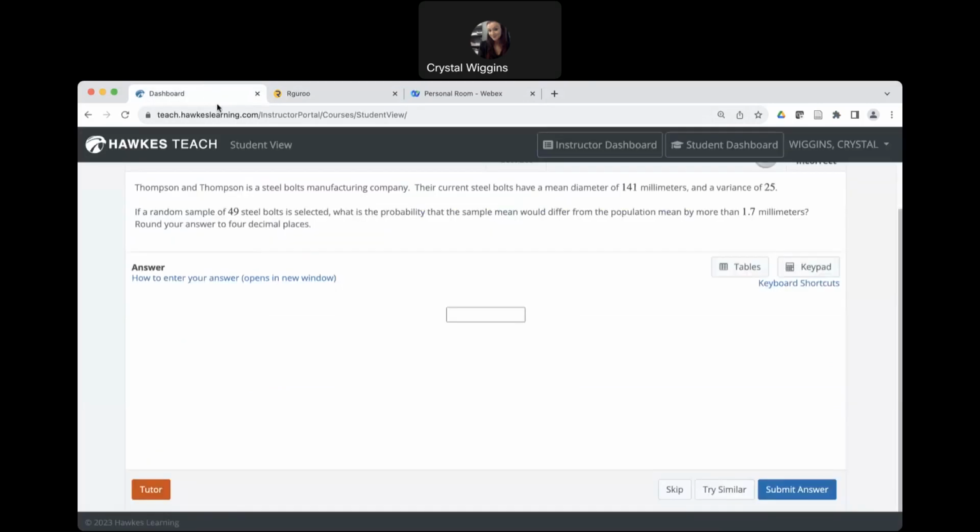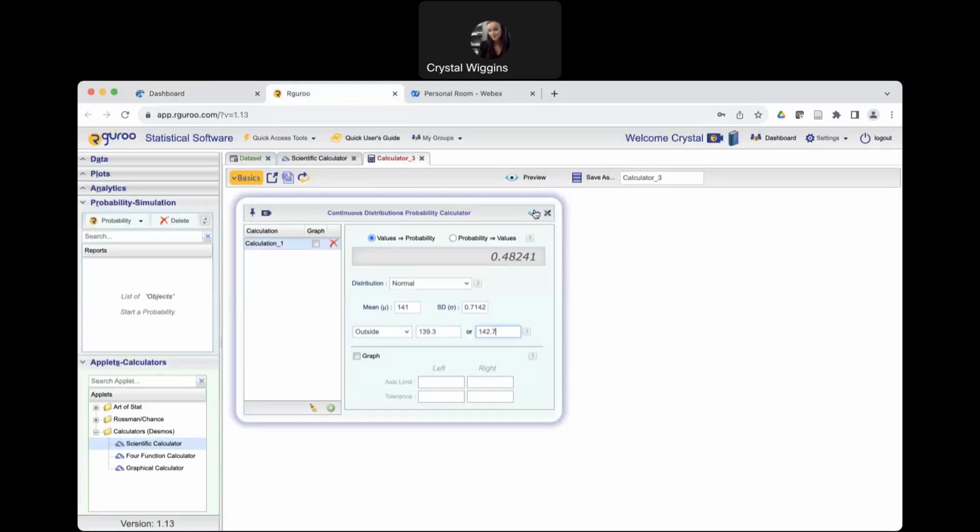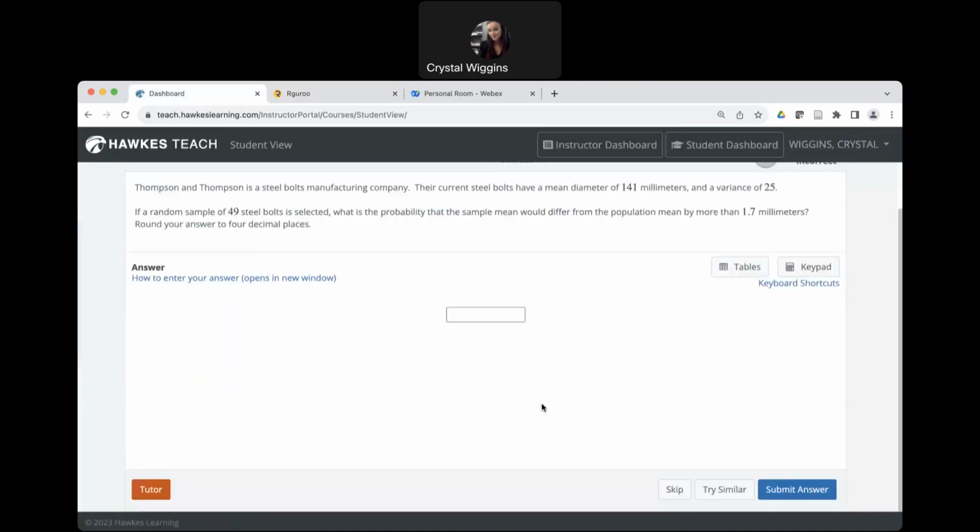Okay, double check all my numbers were correct. 1.7, 141 looks good. And I hit my eyeball for the probability of just about 2% chance that the average of 49 bolts will have a diameter either less than 139.3 millimeters or greater than 142.7 millimeters. So it's a very low probability that the diameter of these bolts will be extremely low on the end or extremely high on the end. Okay, so hopefully this helps you with the 9.3 homework.